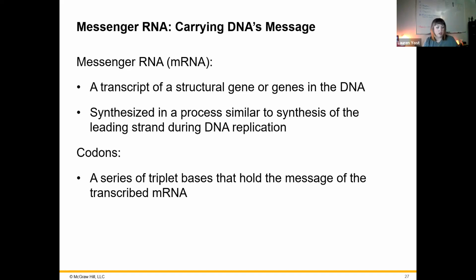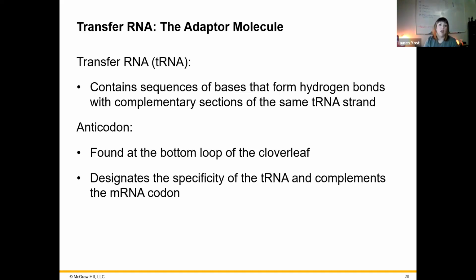And then those codons, those three-nucleotide sets within the messenger RNA, hold the actual message for the protein that we're going to make when the ribosome and the transfer RNA come and read it, right? So that transfer RNA, remember, is going to have complementary sections that match up with the messenger RNA. And when it does, that's going to signal that that's the amino acid that the codon codes for.